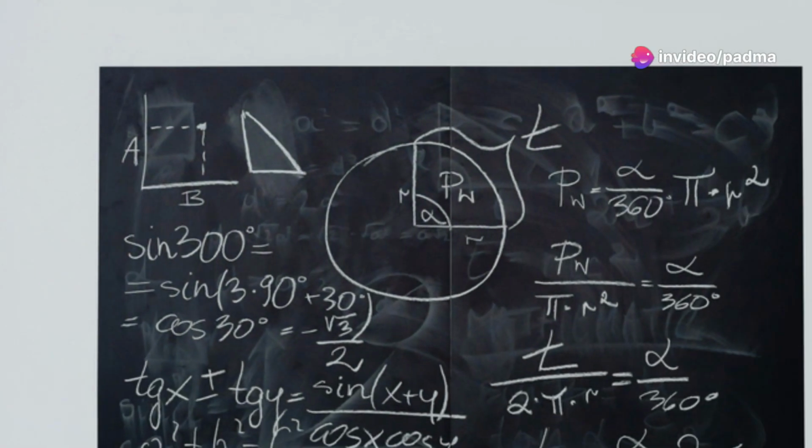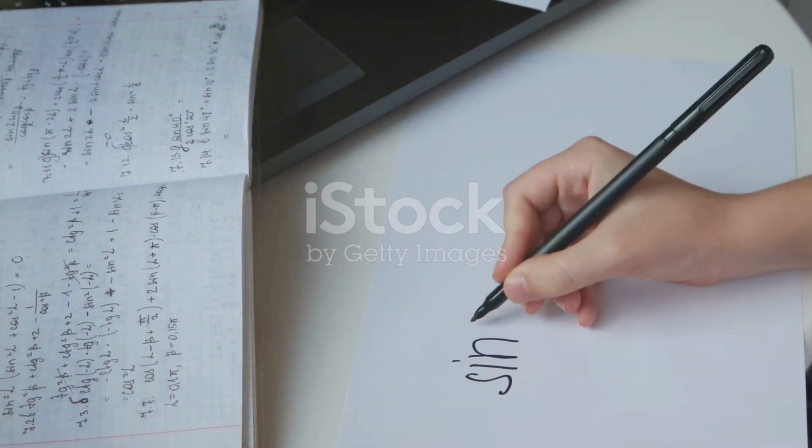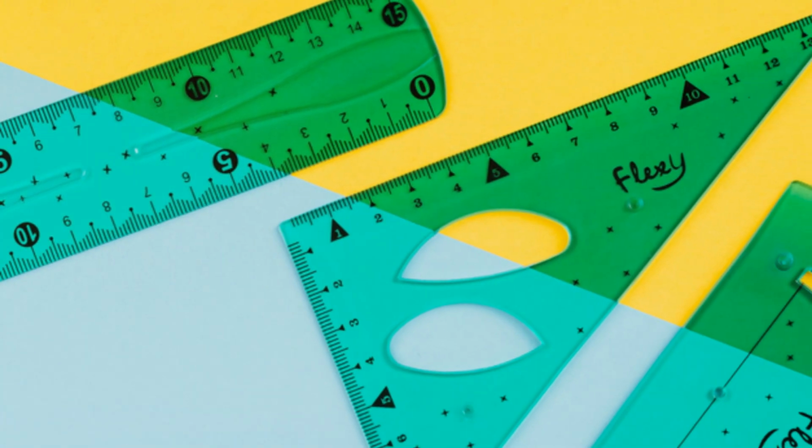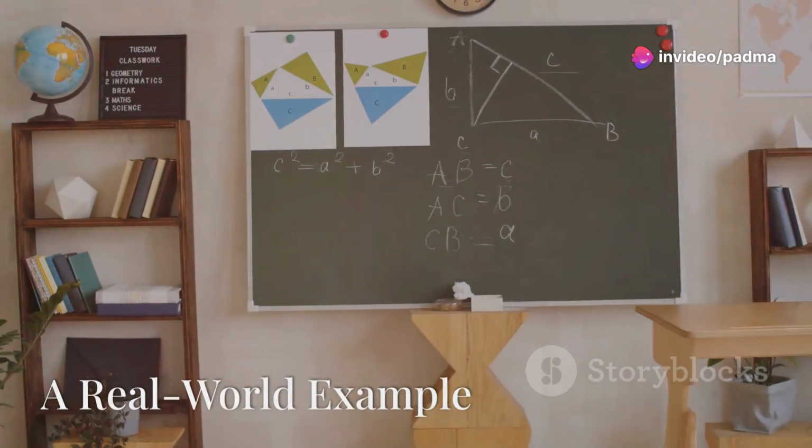These ratios are constant for a given angle. We can use them to find the missing sides or angles of a right triangle. All we need to know is the measure of one acute angle and the length of one side.